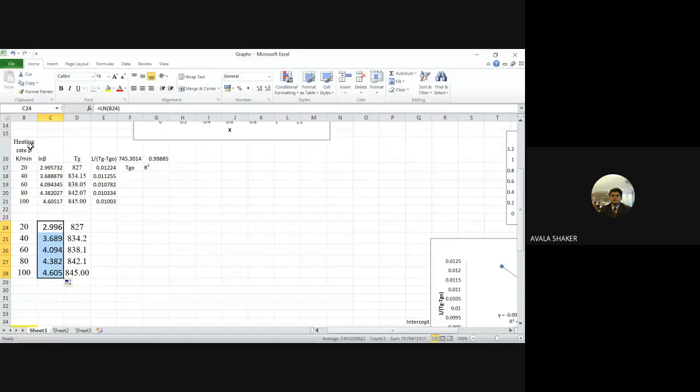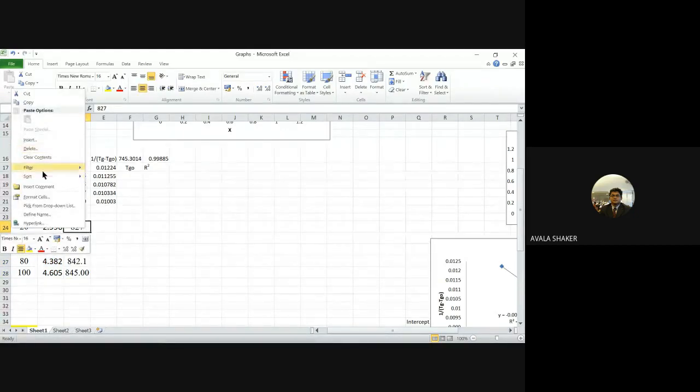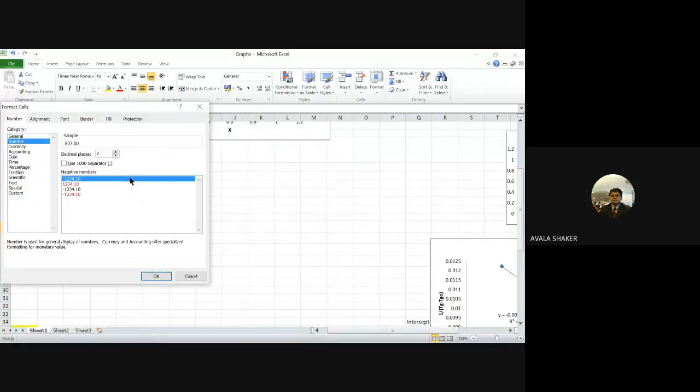Now here this is the experiment, which is the heating rate. The heating rates are 20, 40, 60, 80 and 100. And these are the glass transition temperatures. So this is 827.00. You should make it 00, as a physics student, otherwise it will show that the resolution was something different.